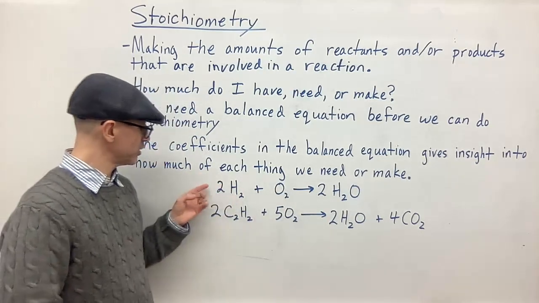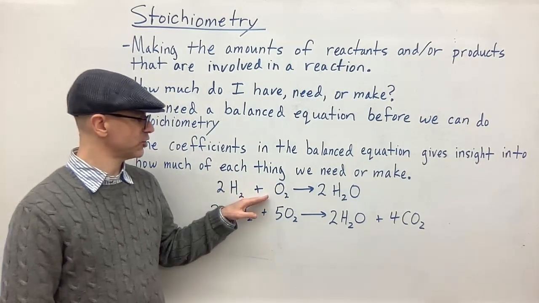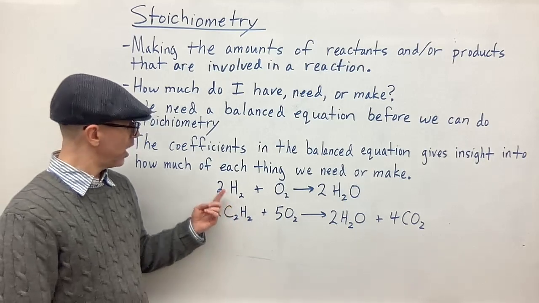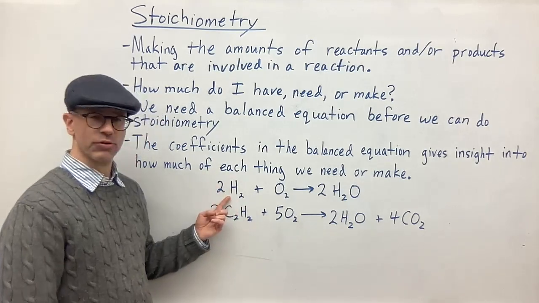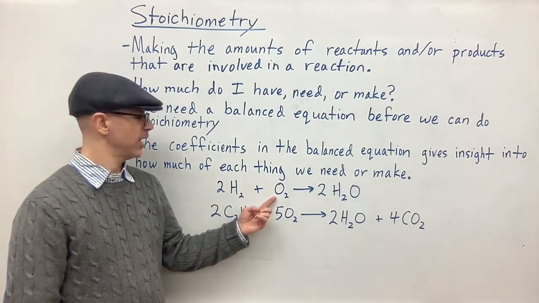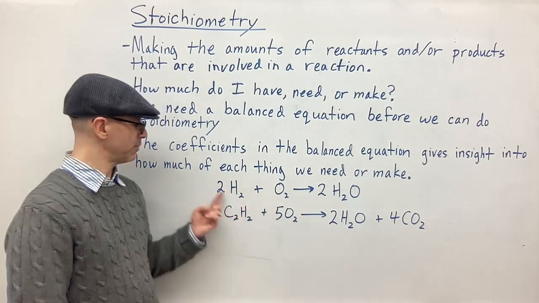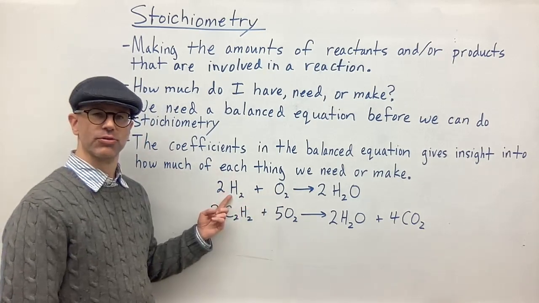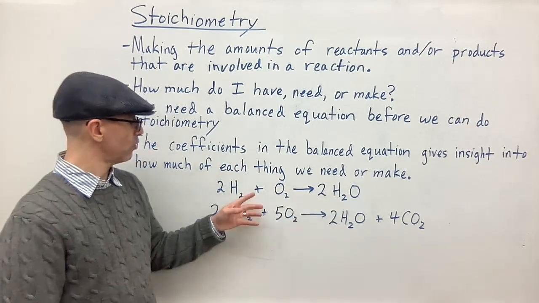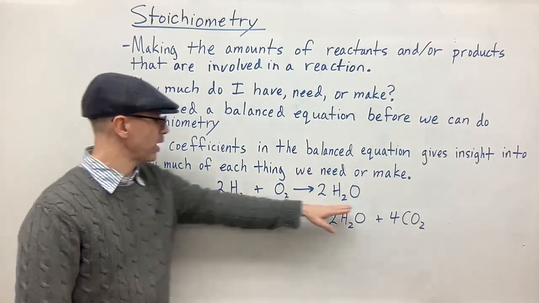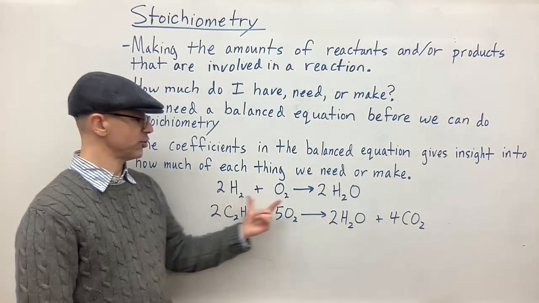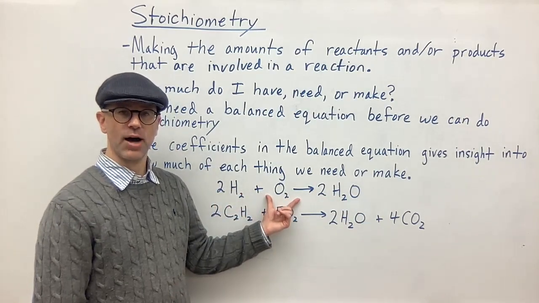So in this equation here, where I'm reacting hydrogen plus oxygen to give water, I can see right away that in order to react two molecules of hydrogen, I need at least one molecule of oxygen. If I don't have at least one molecule of oxygen, I'm not going to react two molecules of hydrogen, right? So same thing with the product. If I want to make two molecules of water, I need two molecules of hydrogen and one molecule of oxygen.